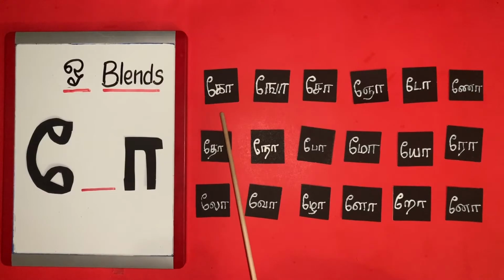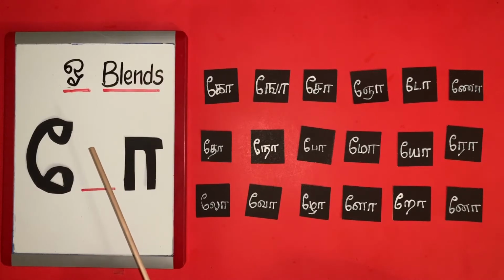So for example, if you want to make a letter to sound ko, you will put this symbol. Then which letter will have ko varisai? Ka, ki, ku, ke, ko, right? So you have to put the symbol, you have to put the ka, and you have to put the kal. So this makes it ko.